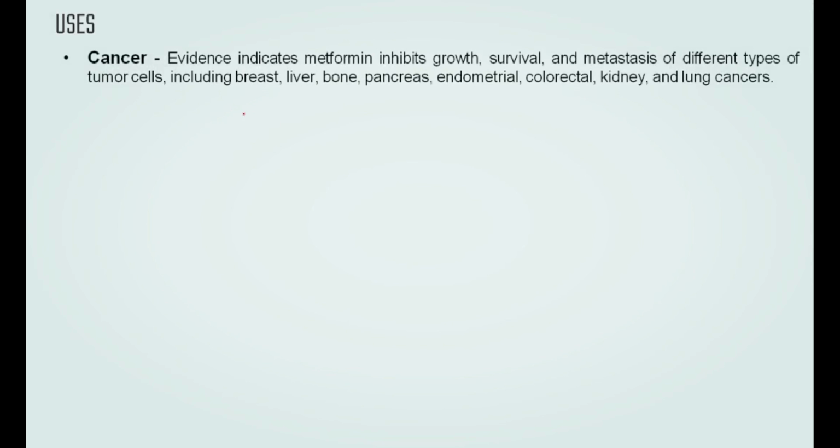Other than the diabetes, this drug is also used in several other conditions. For example, cancer. Now it was seen in different preclinical trials, mainly evidence indicated that the metformin inhibits the growth, survival and metastasis of the different types of tumor cell, like breast, liver, bone, pancreas, endometrial, colorectal, kidney, lung cancer. So in those different categories of cancer, metformin inhibits the growth, survival and metastasis of the tumor cell.